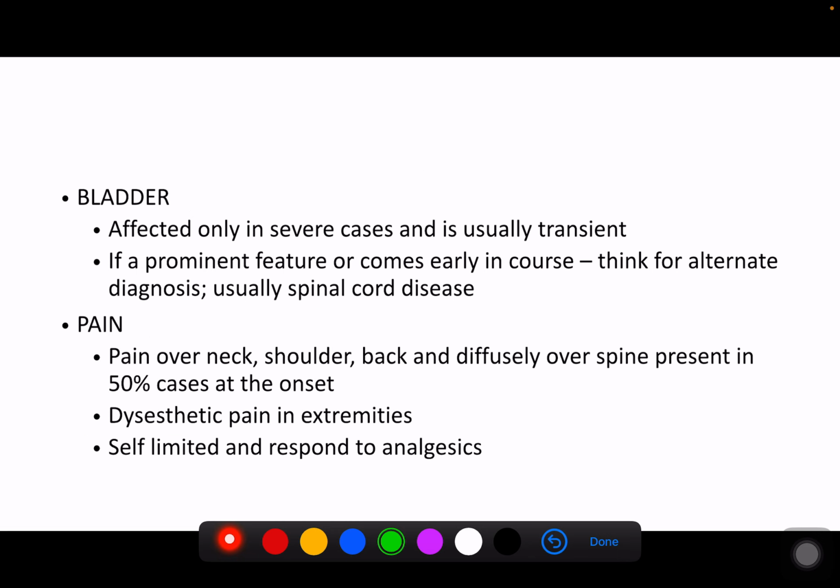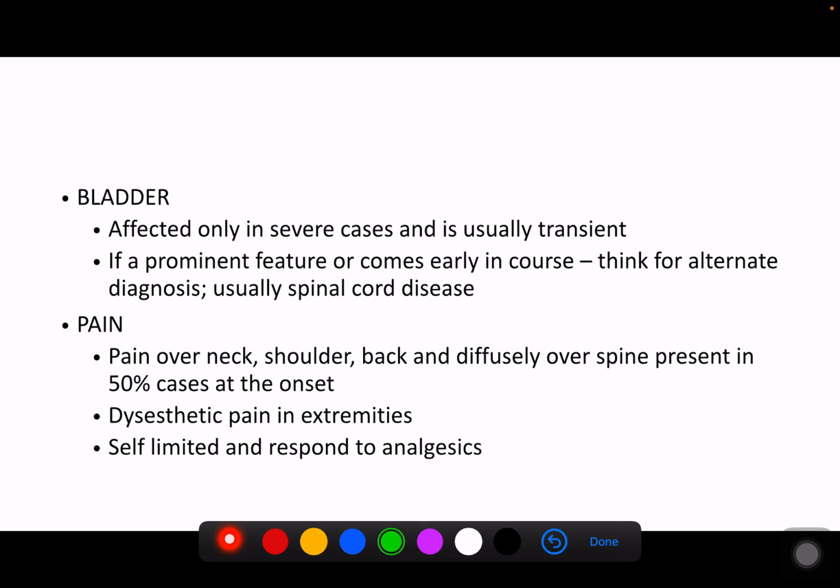Next, bladder. I already told about the autonomic features of Guillain-Barré syndrome, right? There are autonomic features seen secondary to Guillain-Barré syndrome, which lead our diagnosis towards an ECG. So we have to also go for an ECG to look for certain arrhythmic patterns which we can appreciate in the ECG. And the most important factor is, suppose there's a weakness, we have to rule out bladder dysfunction. There might be voiding disturbances, affected only in severe cases and usually transient.